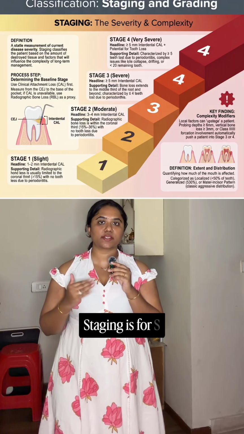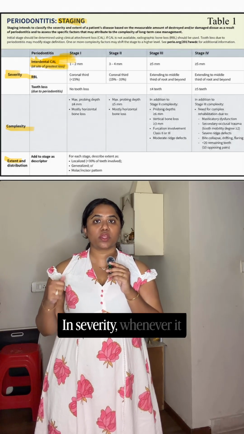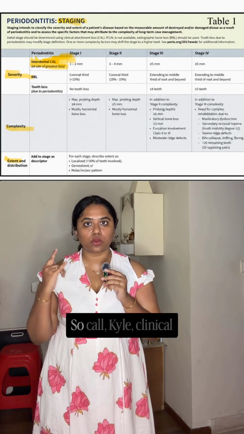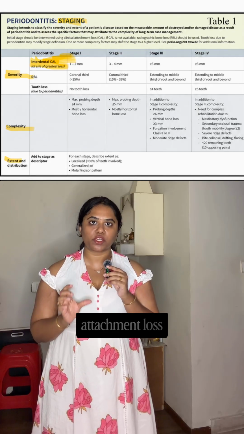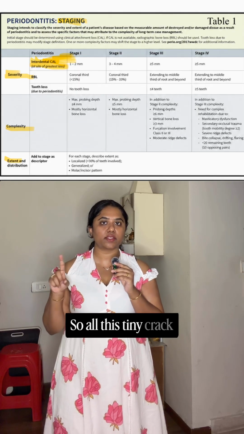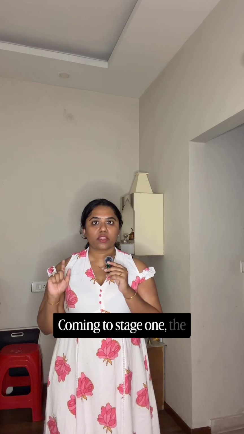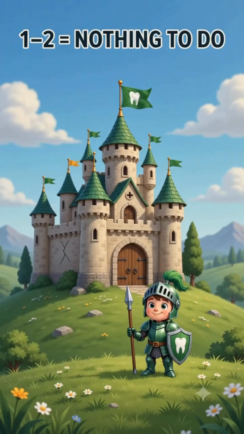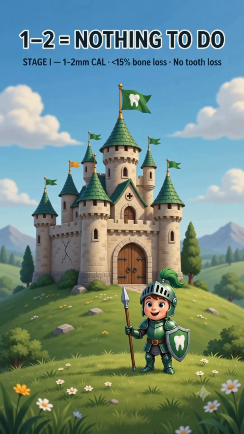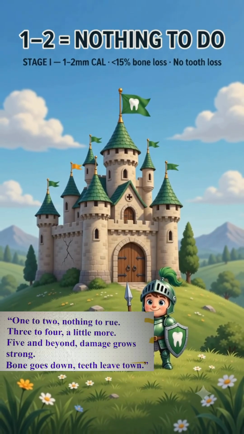Staging is for S, severity. In severity, whenever it comes, you first call, right? So call clinical attachment loss. All these tiny cracks in the castle represent the clinical attachment loss. Coming to stage 1, the tiny crack. Castle 1 has just 1 to 2 mm of crack. That's your call: 1 to 2, nothing to do.